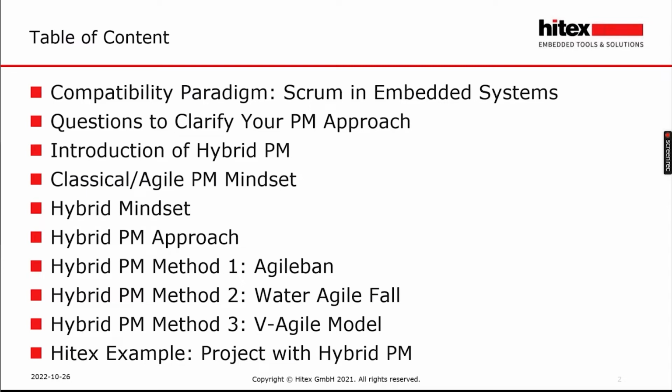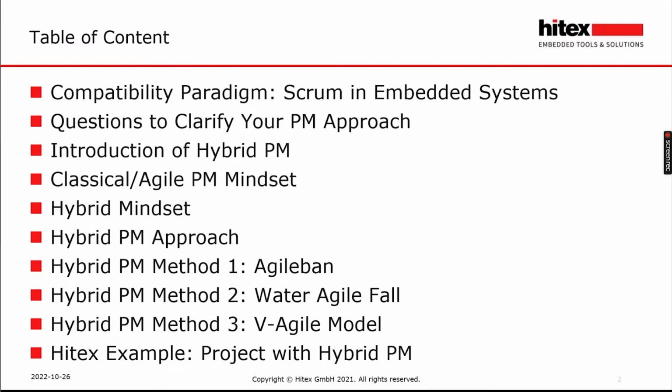I will show the classical hybrid project management approach, and then we will go through several methods in hybrid project management: the combination of agile and Kanban, Agileban; the combination of classical waterfall and agile model, Water-Agile-Fall; and the combination of the software development V model with agile, the V-Agile model. And last but not least, I will show you our current Hitex example from our current project this year. We are working in hybrid project management. So we will look together at how it works and what our tricks are as Hitex.